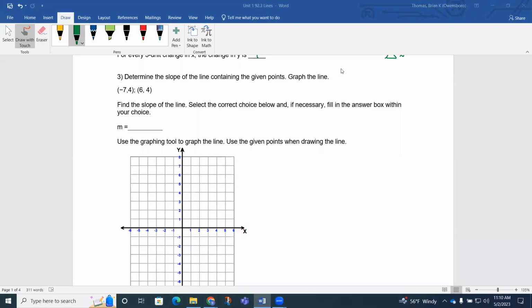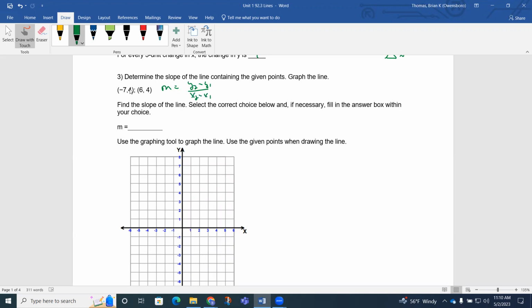So question 3, work with lines. Again, determine the slope of a line given the points and graph the line. So again, if we are given 2 points, the easiest way to determine the slope is using the slope formula. So m would equal y2 take away y1 over x2 take away x1.